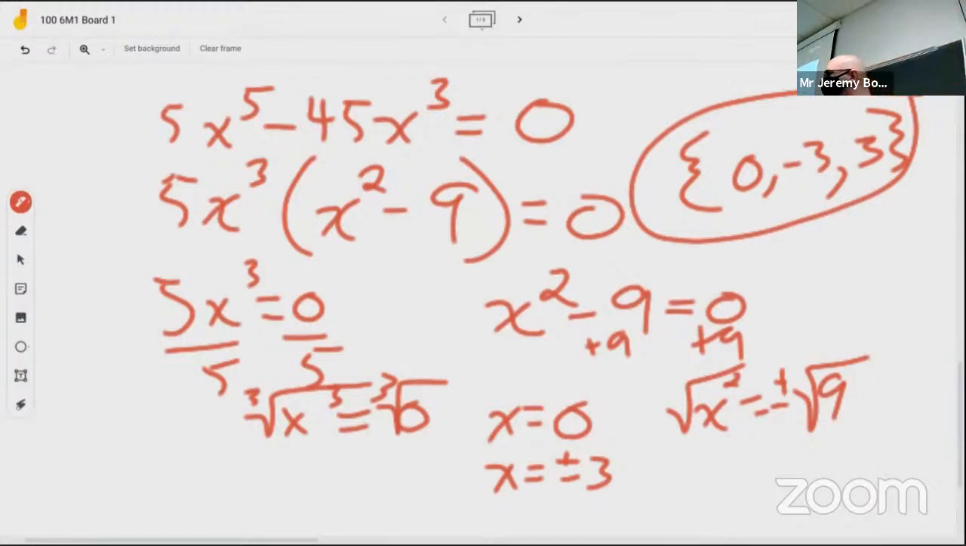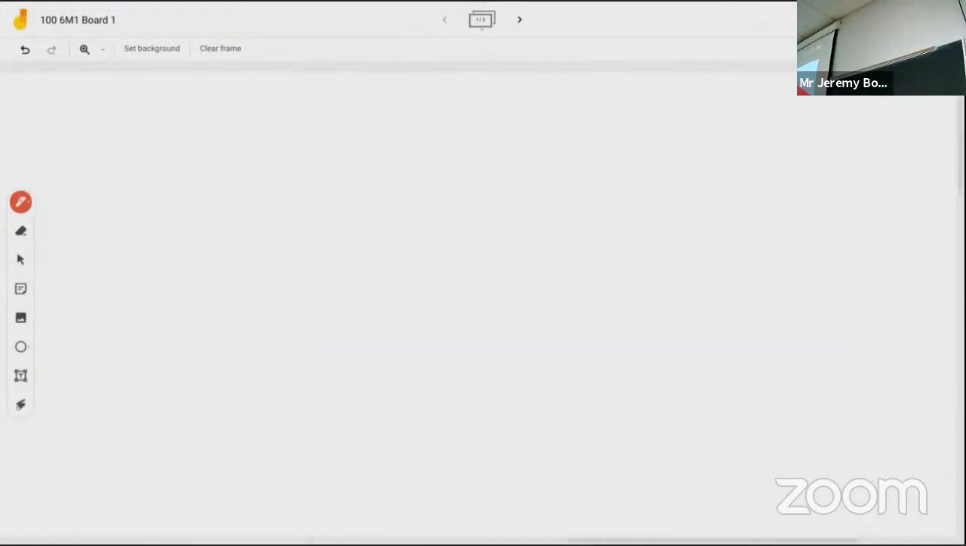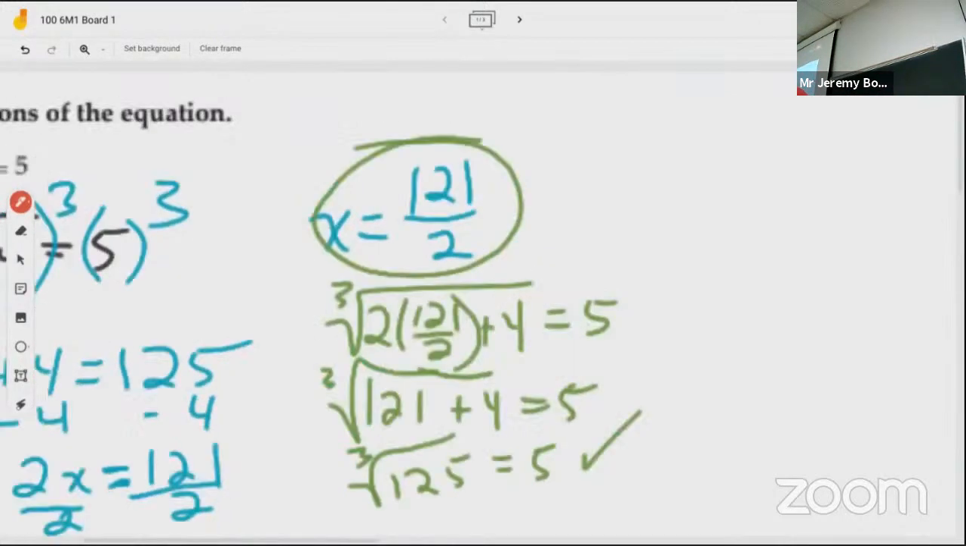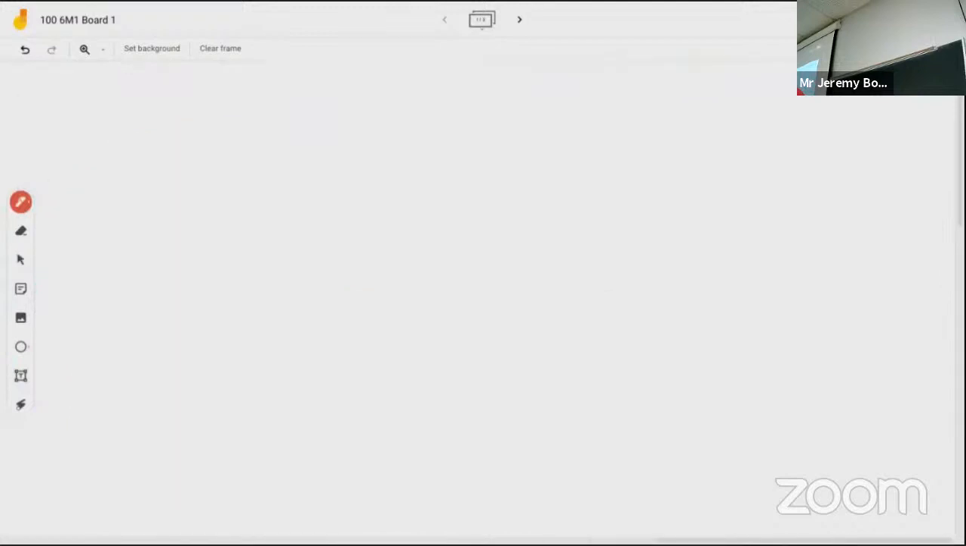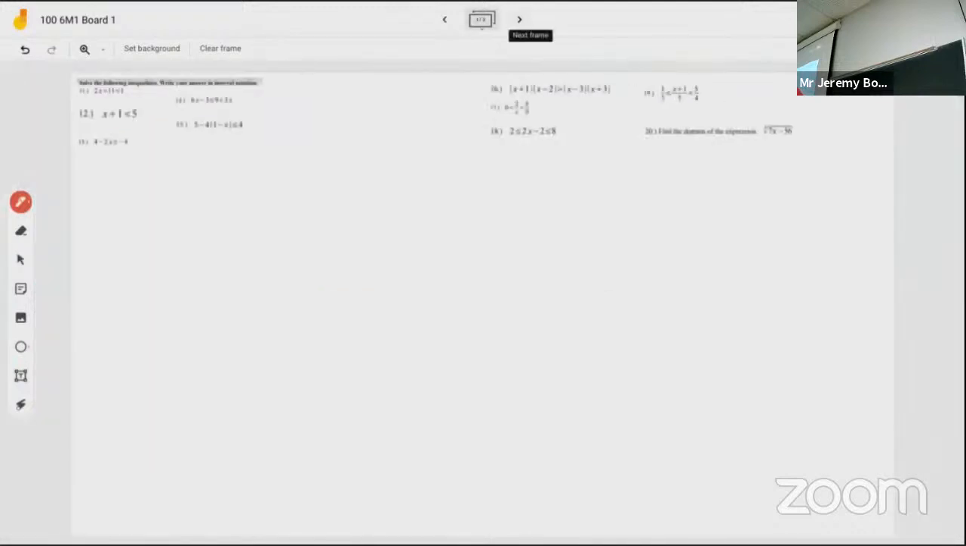Any questions on that? All right, where did I put the other ones? Up here, or next page. This is the next page. Yep.